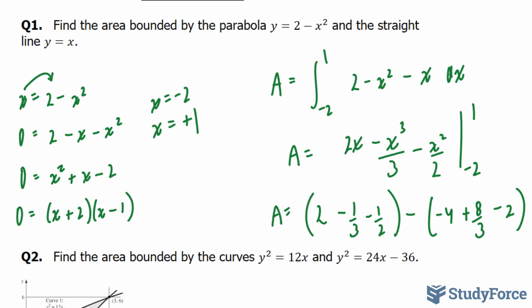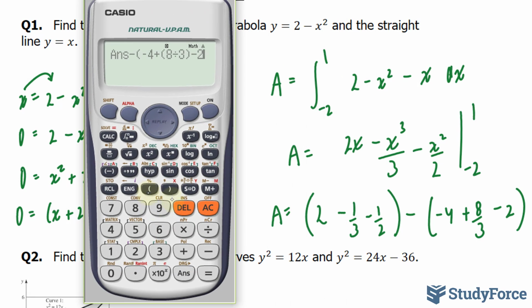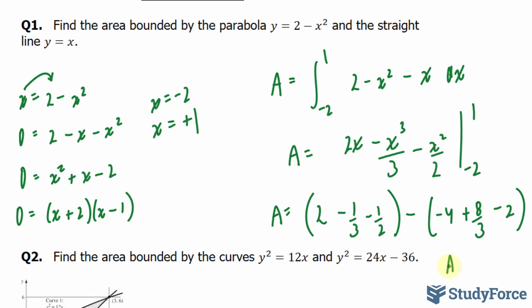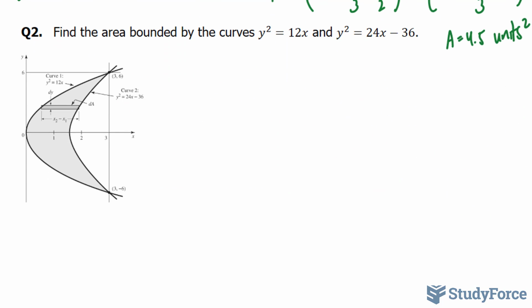I'll plug this into my calculator. Let's see what we get. This gives me an area of 9 over 2. The area is 4.5 units squared. Let's move on to question 2. In question 2, we're expected to find the area bounded by the curves y squared is equal to 12x and y squared is equal to 24x minus 36.